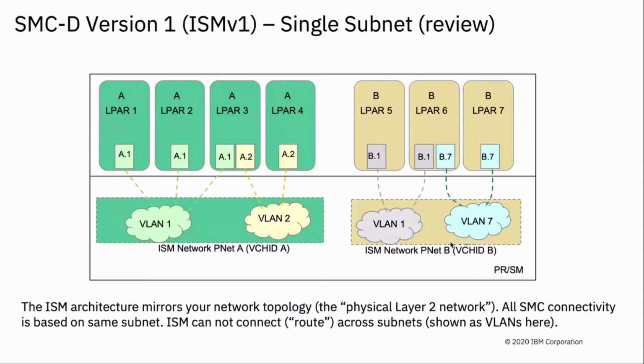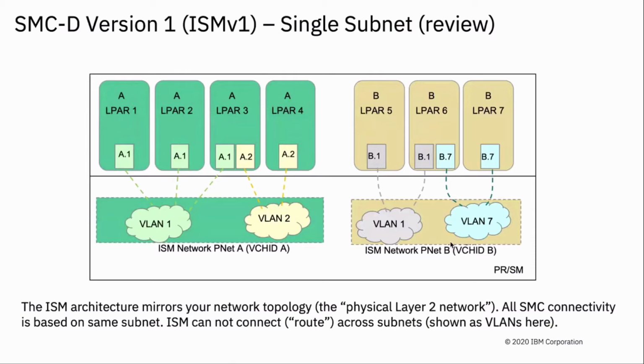SMC-D again. Here's a high-level view of two groups of LPARs on the same system, and I'm just showing the ISM view. The ISM view is actually a mirror image of your LAN, of your OSA or HiperSockets networks. And again, these inherited attributes are created based on your PNetIDs. In the example on the left, I have a group of systems called Group A, and I have a group of systems on the right called Group B.